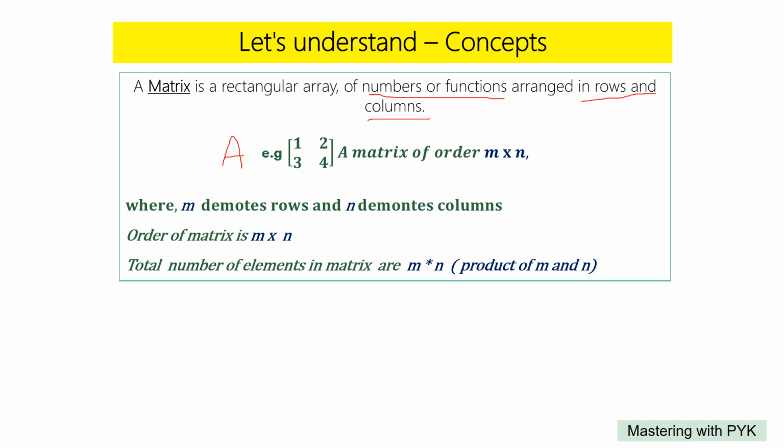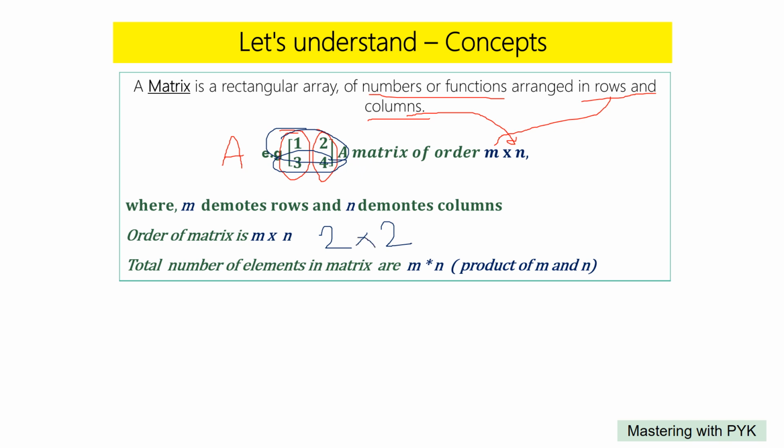So here we will first define the rows and the columns. Rows are represented by M and the columns are represented by N. So here we have 2 columns and we have 2 rows. This is one row and this is the second row, where M denotes the rows and N denotes the columns. Hence we define A as a matrix of order 2 by 2 because M is 2 and N is 2.